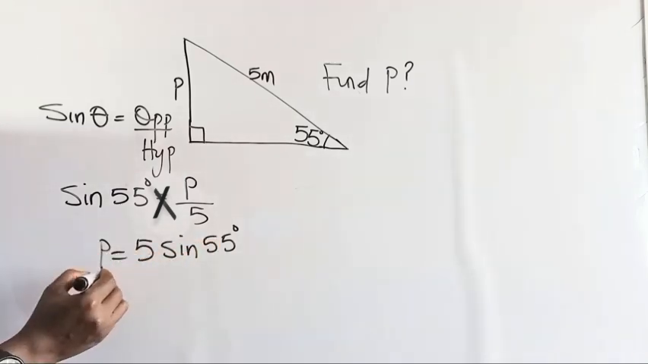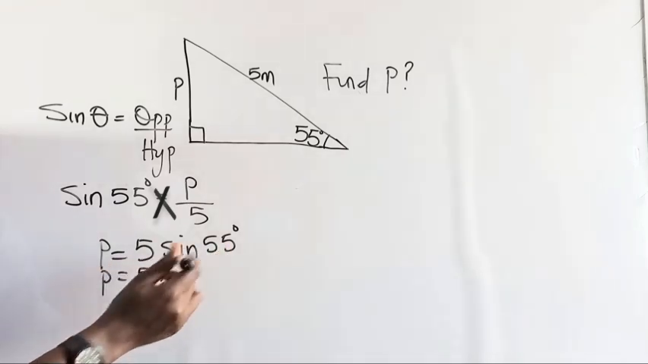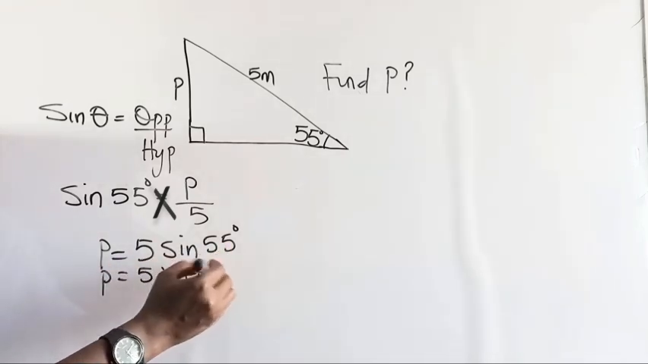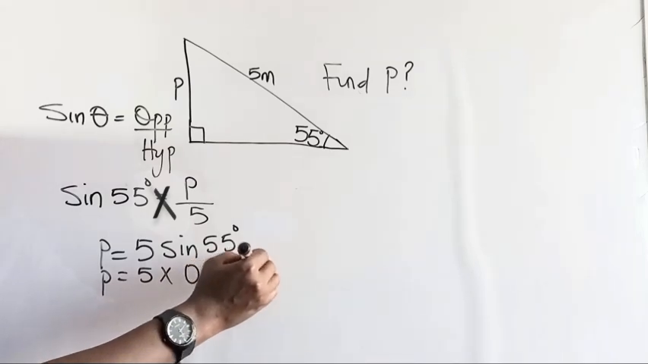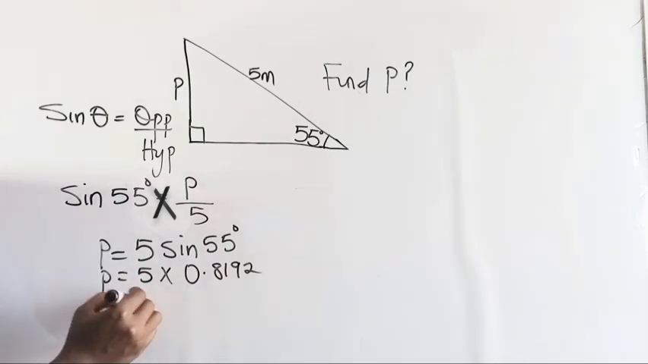Now let's find our sine value for 55. Using our calculator, 5 times sine 55 is 0.8192. Now let's multiply.